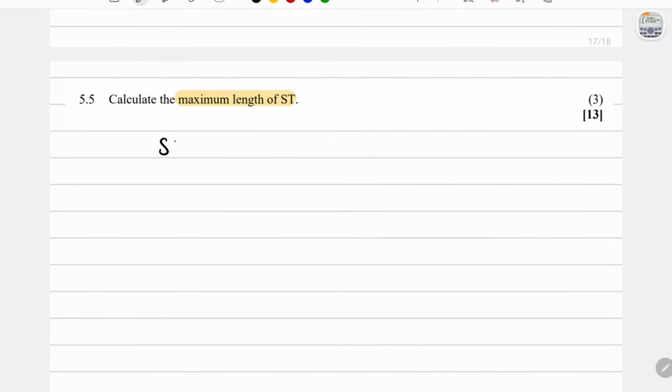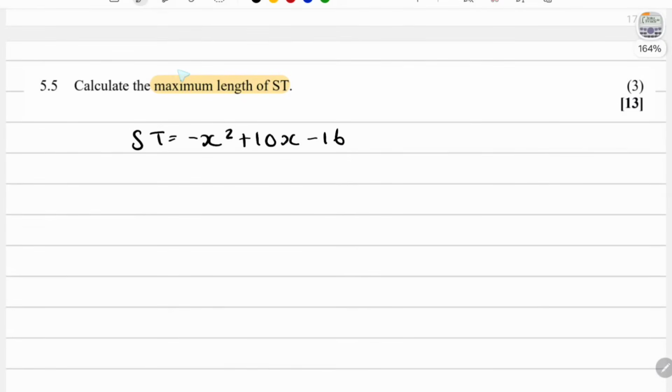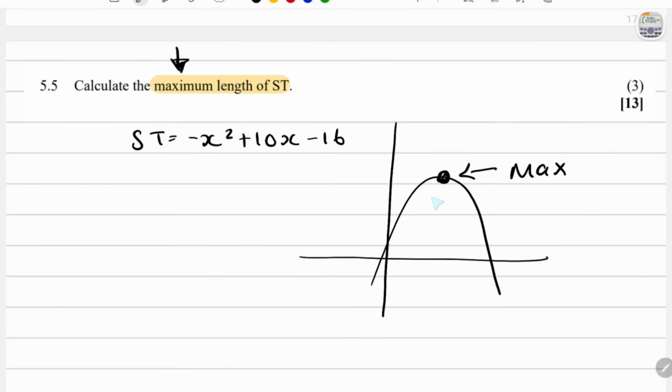Okay, so we know that ST is equal to negative x squared plus 10x minus 16. To find its maximum length, to find the maximum or minimum, we are going to derive this function. And remember, the idea behind that is this right now is a parabola. It's a concave down parabola. And to find the maximum length, or really the maximum of this parabola, that would be the highest point that it can reach. That is your maximum. So to find that, because this is your maximum point, it's also the turning point. So you're really just finding the turning point's y value of this graph.